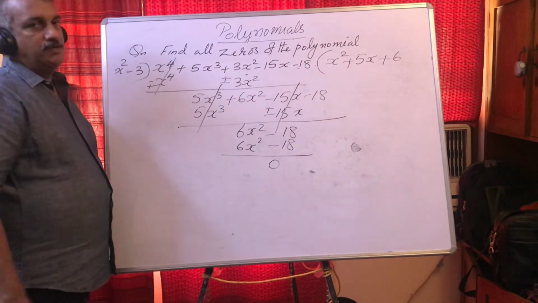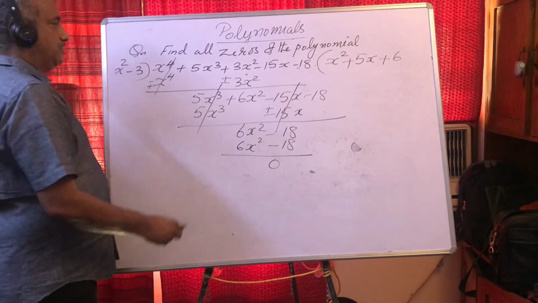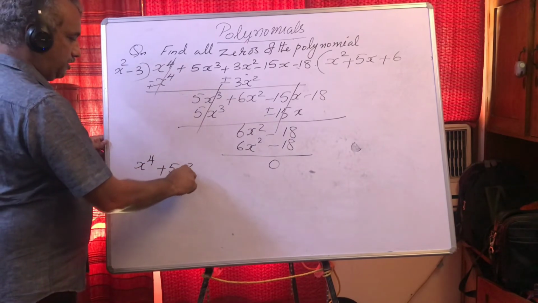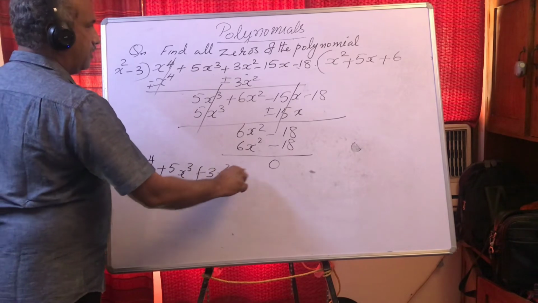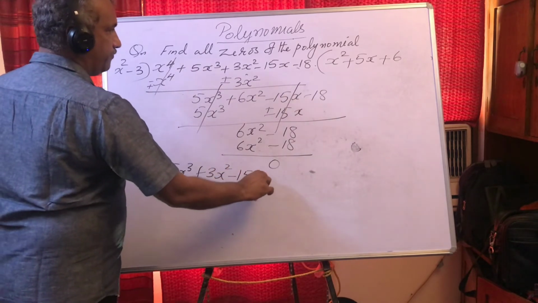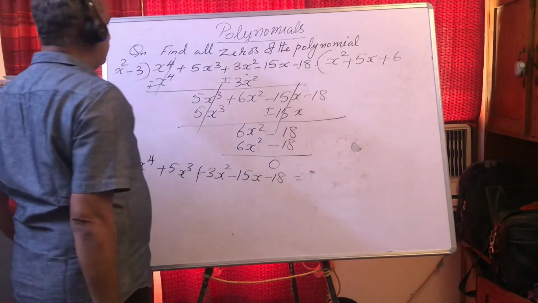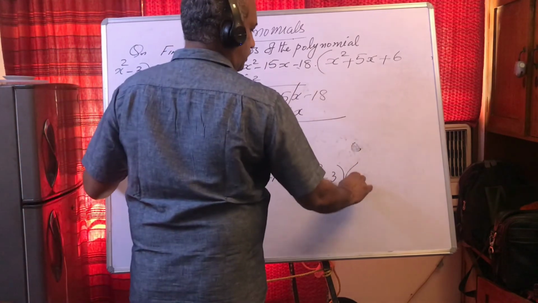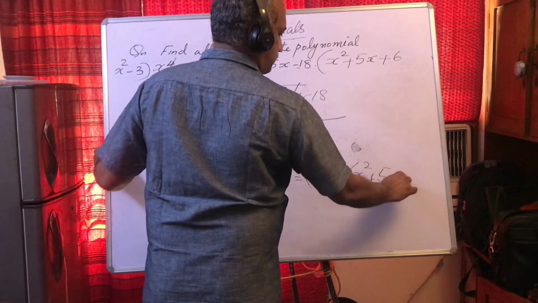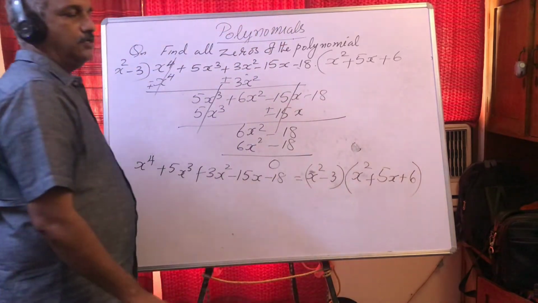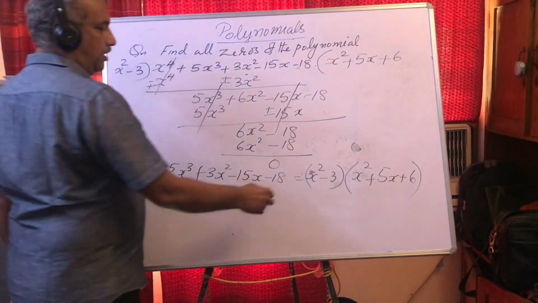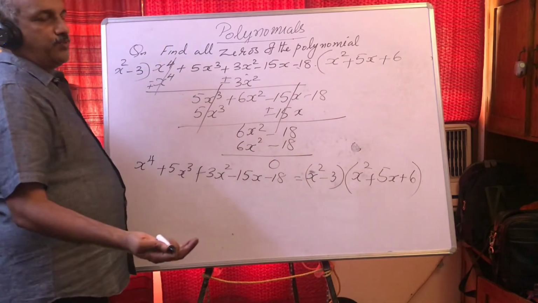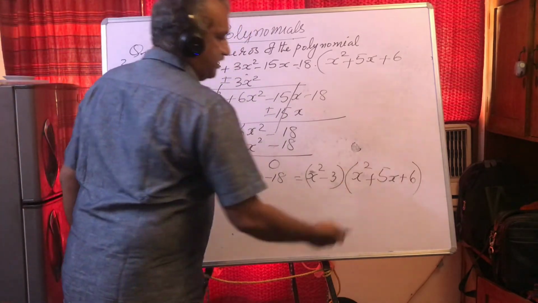Now what we are going to do, we will write using the formula dividend is equal to divisor into quotient plus remainder. Therefore x raised to 4 plus 5x cube plus 3x square minus 15x minus 18 is equal to divisor x square minus 3 into quotient x square plus 5x plus 6 plus remainder 0. Now this is x square minus 3, x square is equal to 3, x is equal to plus or minus root 3.